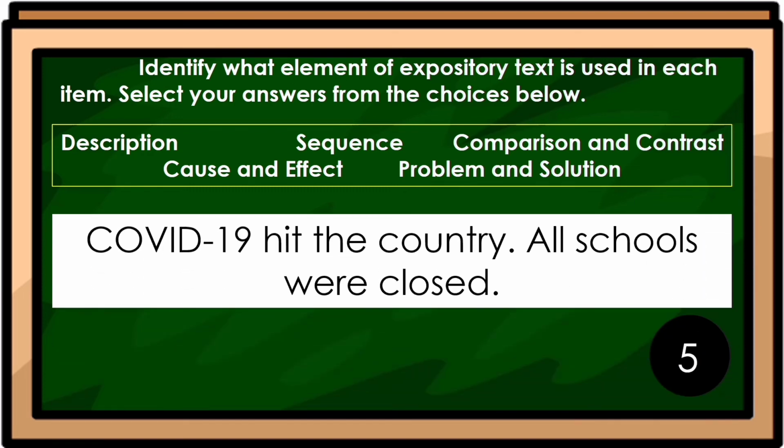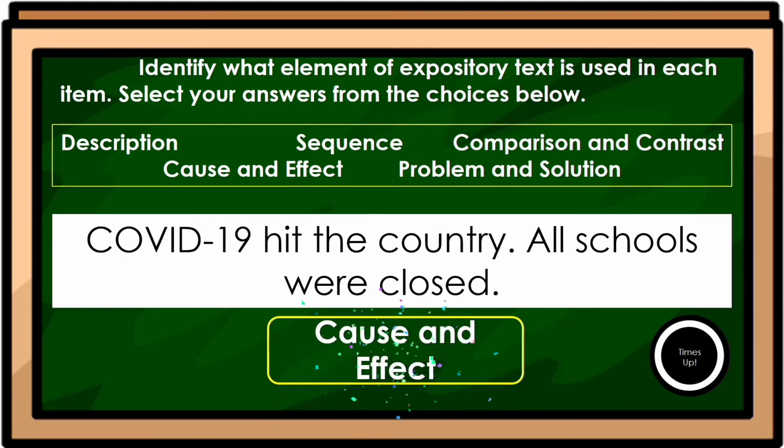COVID-19 hit the country. All schools were closed. Write now your answer. If your answer is cause and effect, then you are right. The cause here is COVID-19 hit the country, and the effect is all schools were closed.